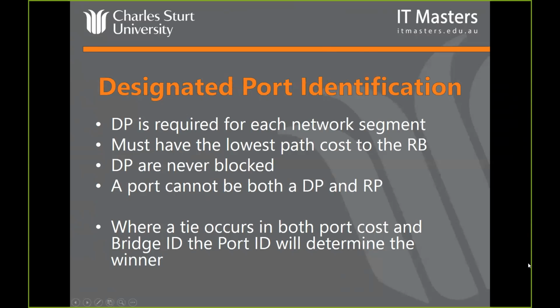So where you get a case where a tie occurs in both the port cost and the bridge ID, the port ID will determine the overall winner. So in other words, we've got two ports with exactly the same cost. Port ID will then determine the winner, whichever is the lower port ID. So if you've got port 24 and 23 connected, port 23 will then become the designated port.